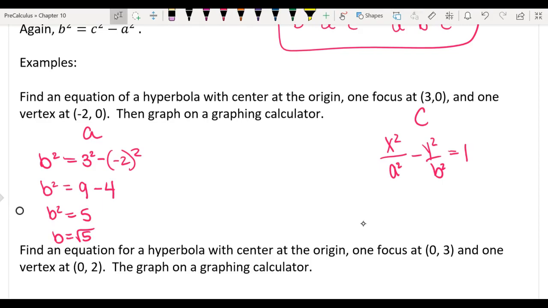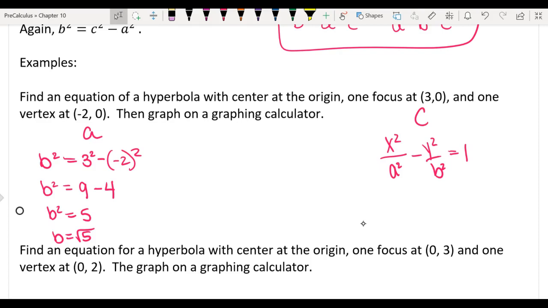Okay, so first, figure out which of your equations you're using based on your focus. Okay, label your focus your C, and then your vertex is either going to be your A or your B depending on which axis it gives you it on. Okay, so this is A because it's X. Okay, if it had been 0, -2, then it would have been our B.